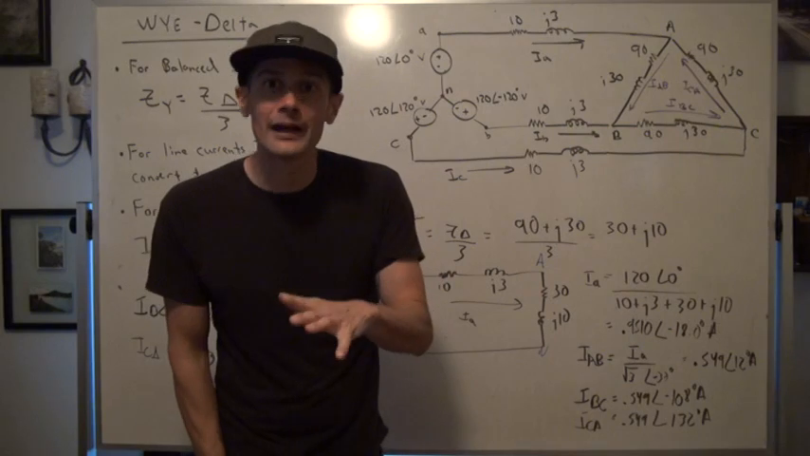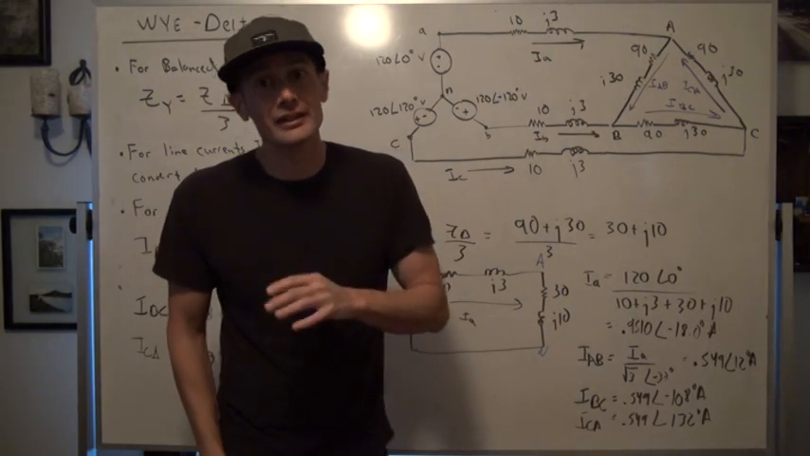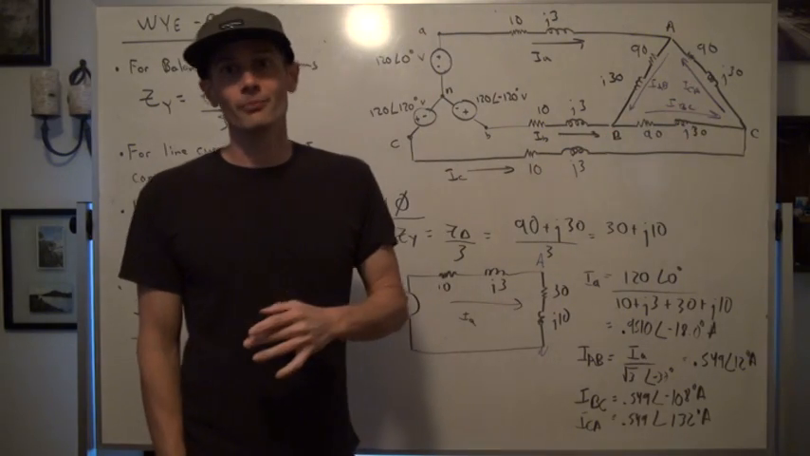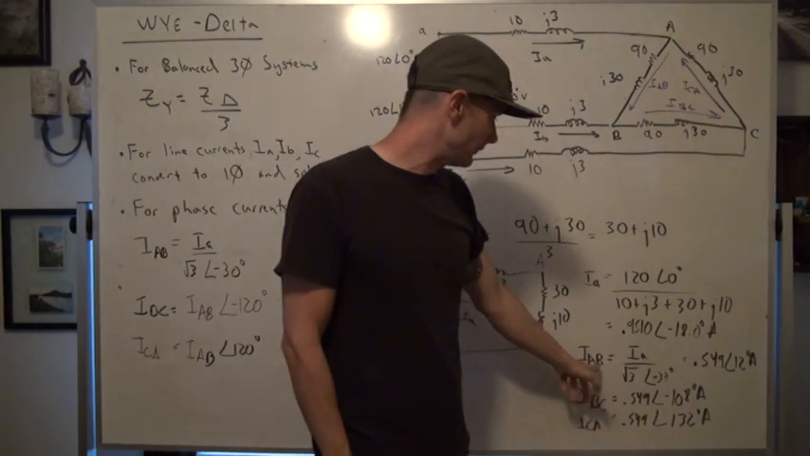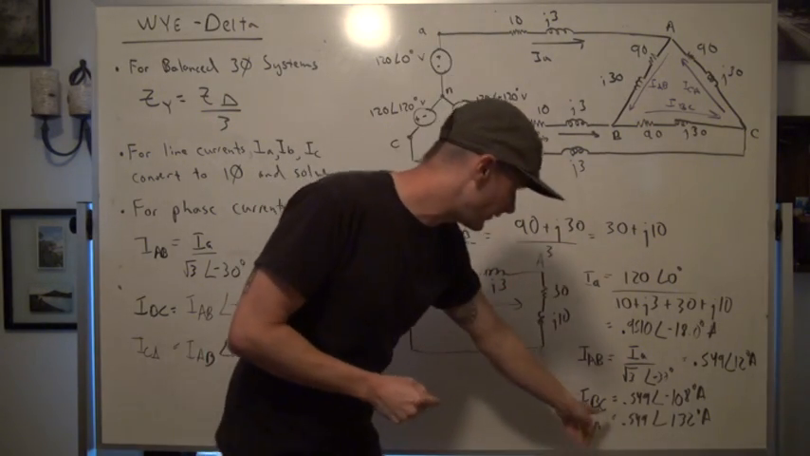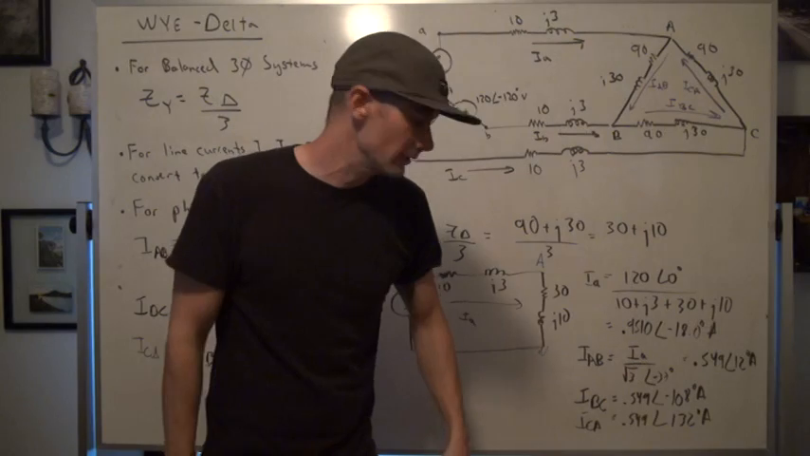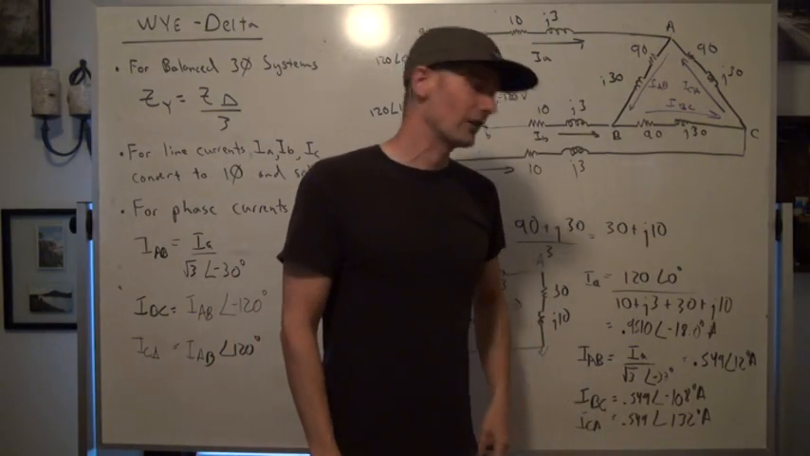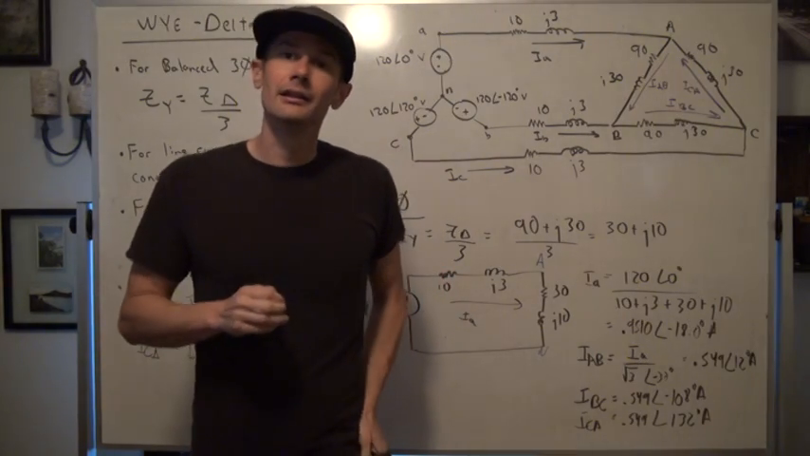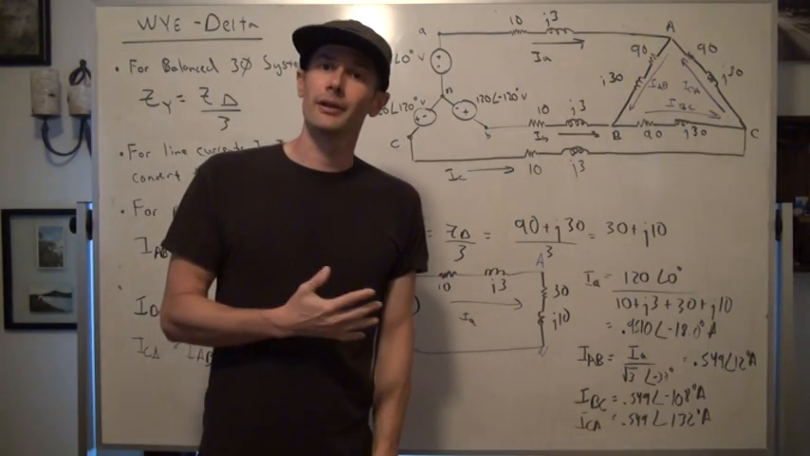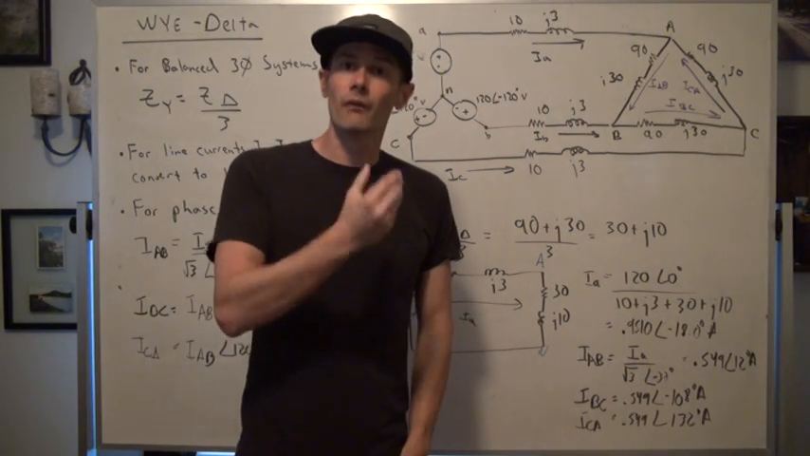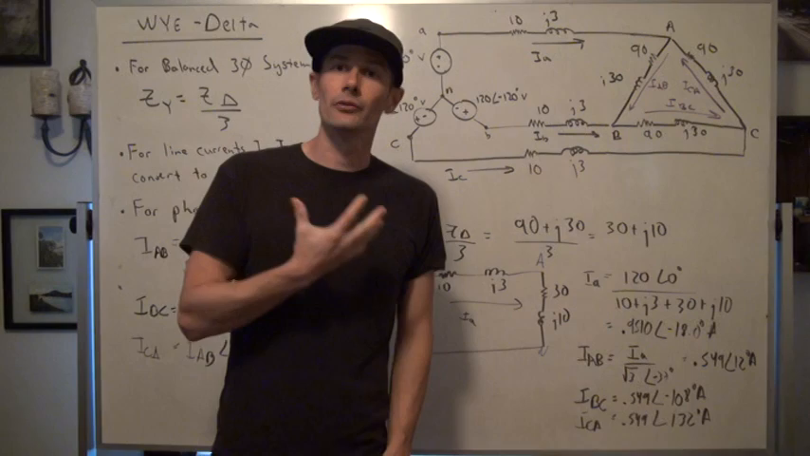And guys, to find IBC or ICA, going from B to C or C to A, all you have to do is take that phase current IAB and separate it by 120 degrees. IBC is separated by negative 120 degrees, and ICA is separated by positive 120 degrees. We tack that on. And guys, that's how we deal with a three-phase Y to delta. We convert it to a Y to Y, and then we solve appropriately.